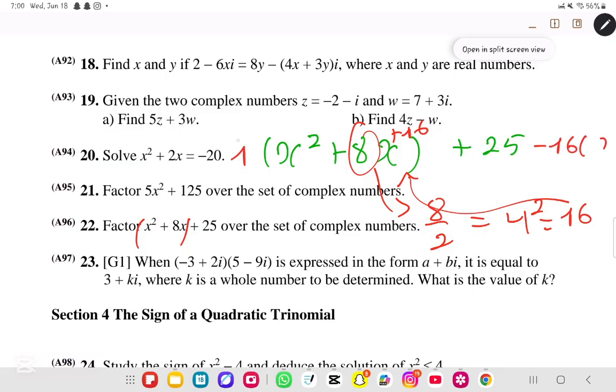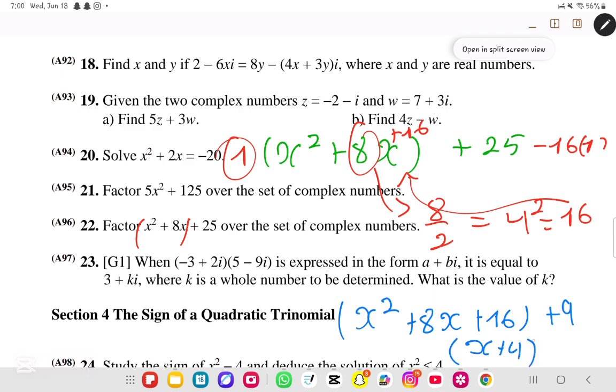By the common digit, which in this case is 1. So 16 times 1. So it will be x squared plus 8x plus 16, plus 25 minus 16, which is plus 9. After factorizing, it's (x plus 4) squared plus 9. So now you need to factorize this value over here. Now we have (x plus 4) squared plus 9.